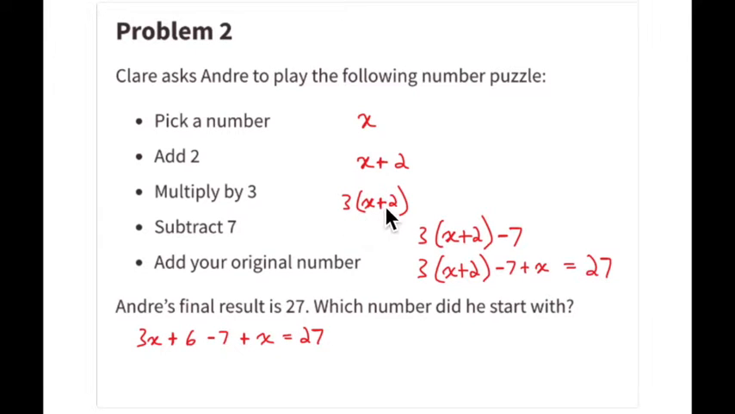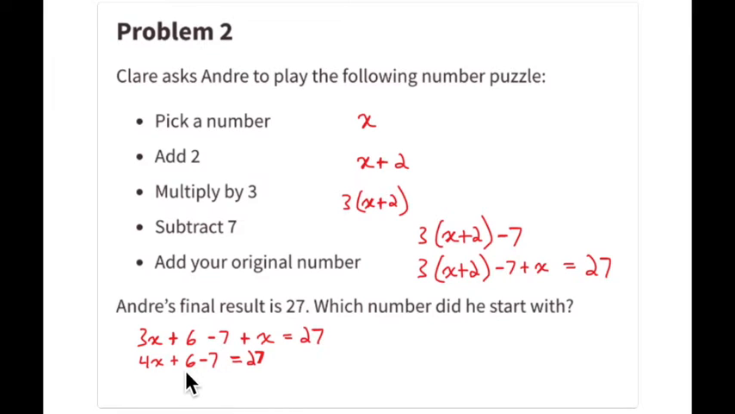So if this is 3 times x plus 2, if I have 3 x's plus 2's, then I have 3 x's, and I have 3 times 2 is 6. So 3x plus 6, sorry. Now subtract the 7 from that, add x, and that equals 27. So now I can combine the 6 and this negative 7. So you're going to add negative 7. That's going to equal negative 1, and I can combine this x with this 3x. So that's going to equal 4x.